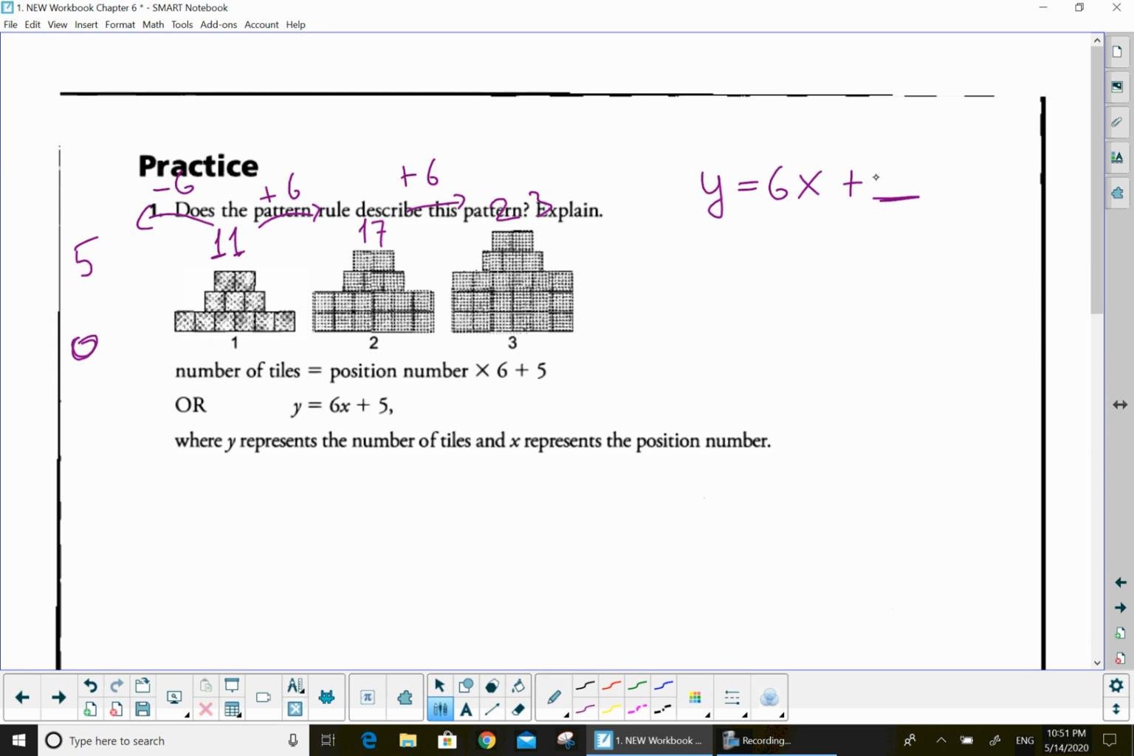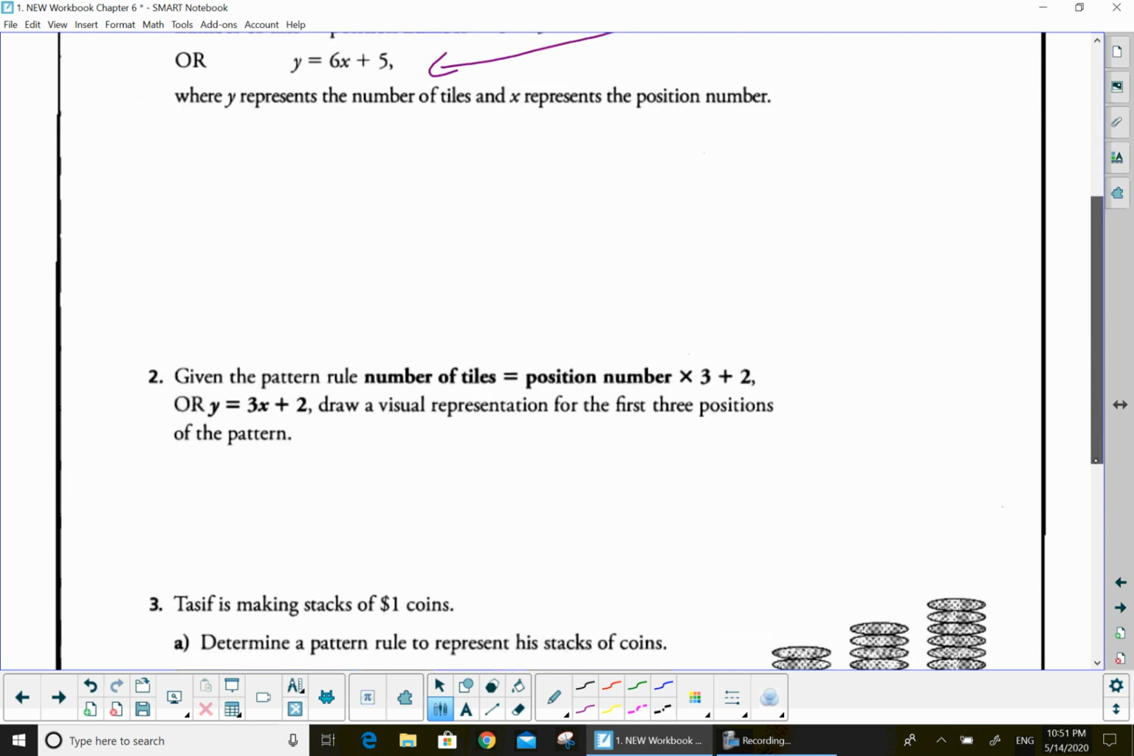So in this case, it's y equals 6x plus 5. And that's going to be our pattern rule for this visual representation. And at the same time, it is what they've offered us here. And so we can justify that, yes, this pattern rule does describe the visual pattern. All right, moving on to the next question.